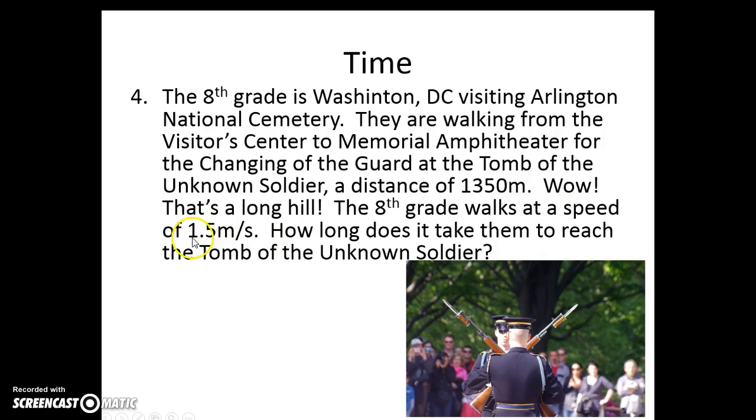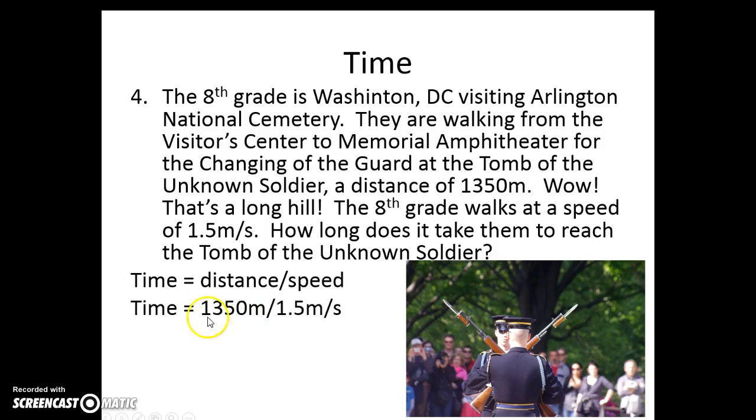The speed that we walk at is 1.5 meters per second. Circle it, label it S. How long, and by that it means how much time, does it take them to reach the tomb of the unknown soldier? Write down your formula. In this case, it's time is equal to distance divided by speed. Plug your numbers in. 1,350 meters divided by 1.5 meters per second. Then all you have to do is get your calculator and you find out that it takes 900 seconds to walk up the hill. That's really not all that bad. That's 15 minutes, okay, at a slow pace.